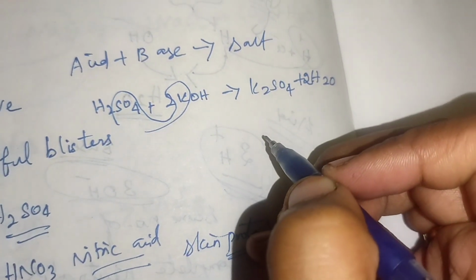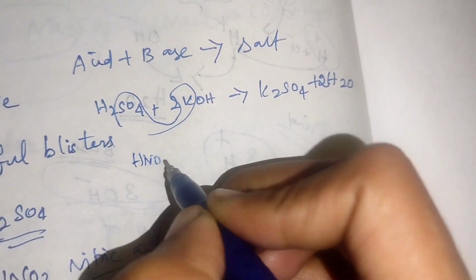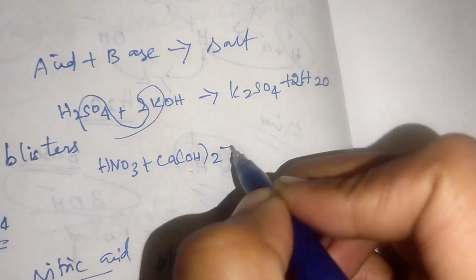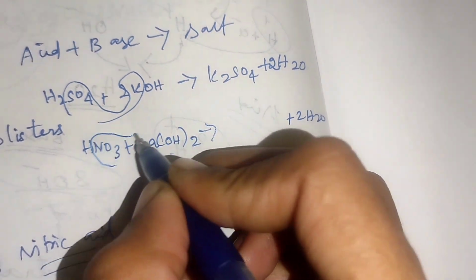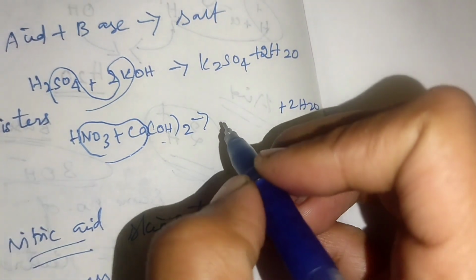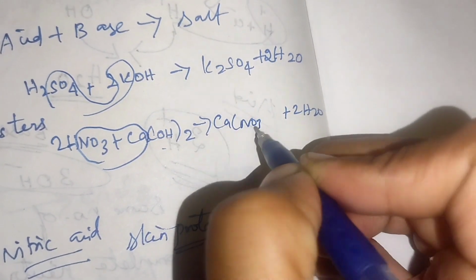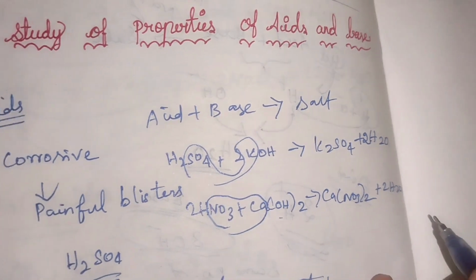Potassium sulfate will be formed. Like that, another example, I am taking HNO3 plus calcium hydroxide, acid plus base, which gives as usual H2O, and this Ca and NO3 will join together. Calcium nitrate will form. So salt will come, plus water will be the outcome.